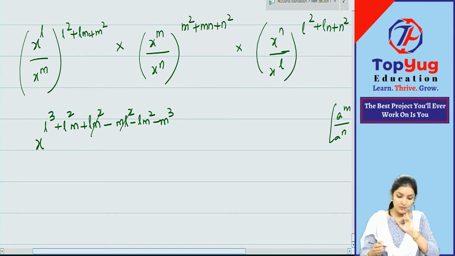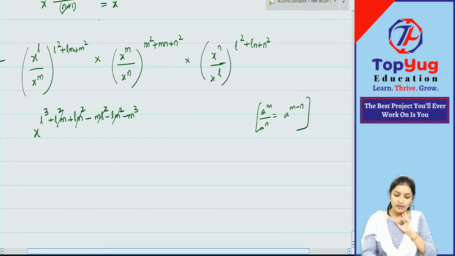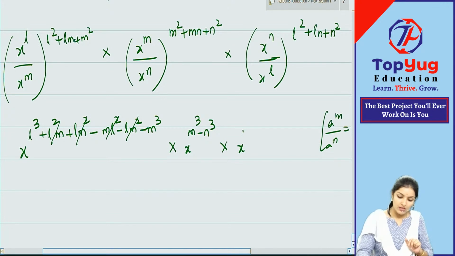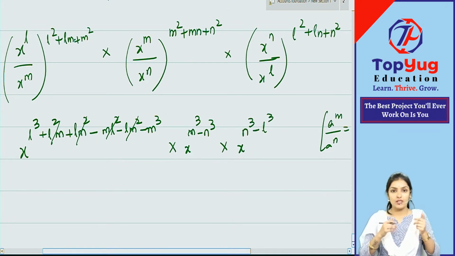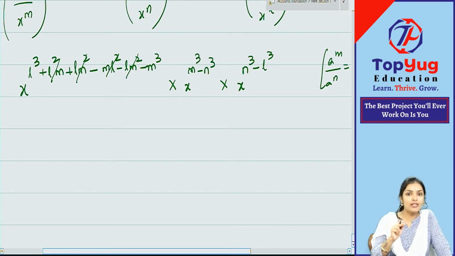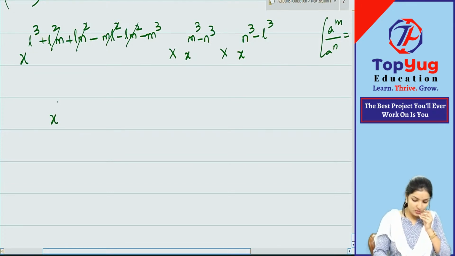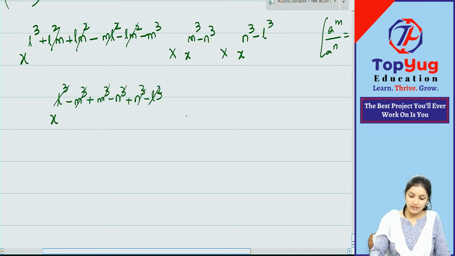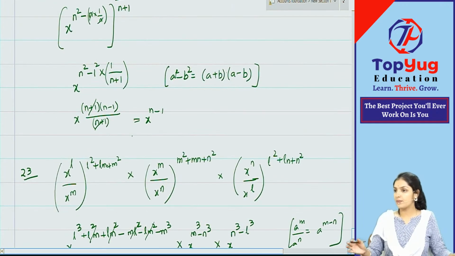So I cancel obviously this part, this part, this part and this part. Similarly, I have to do it for the remaining two. When I do it for the remaining two, I will be left with x to the power m cube minus n cube. Similarly, again x to the power n cube minus l cube. So I do it similarly. Now this is in the form of a to the power m into a to the power n, so a to the power m plus n. So this would be x to the power l cube minus m cube plus m cube minus n cube plus n cube minus l cube. Cancel, cancel, cancel, cancel. Anything to the power 0 is 1. Right? Simple. Copy down.